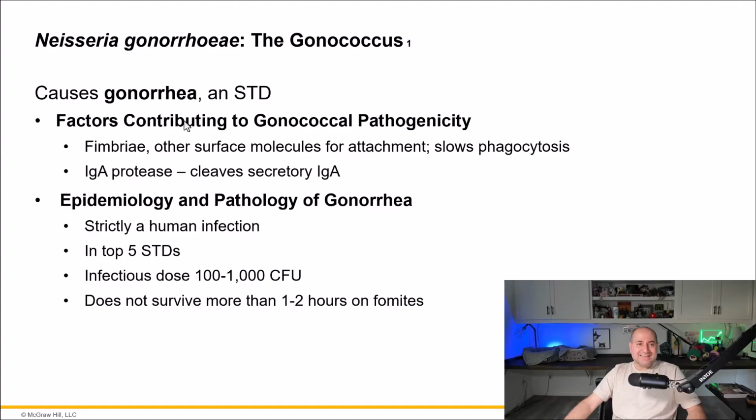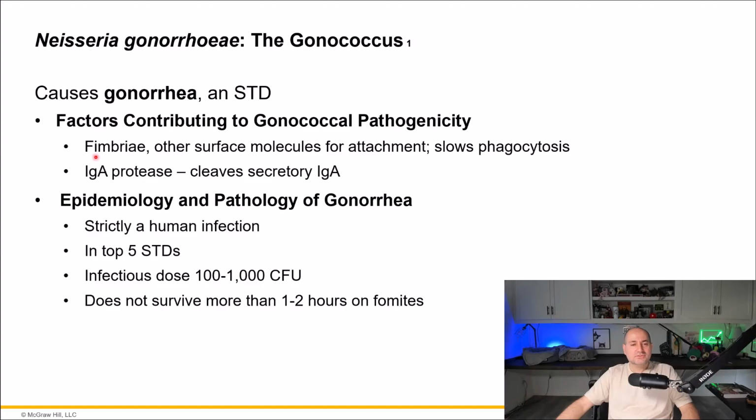Now, let's talk about Neisseria gonorrhoeae. This is the one that causes the STD, or sexually transmitted disease, gonorrhea. And these bacteria have virulence factors that lend to their pathogenicity. That means their ability to cause disease, including fimbriae.